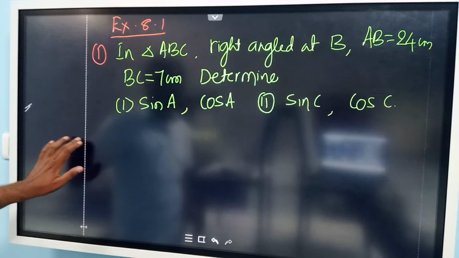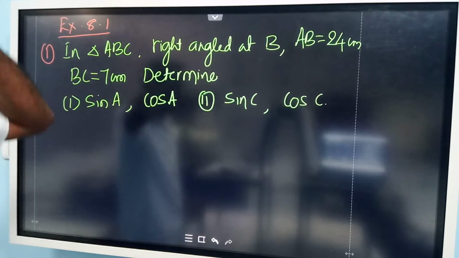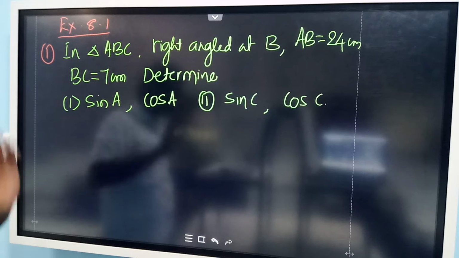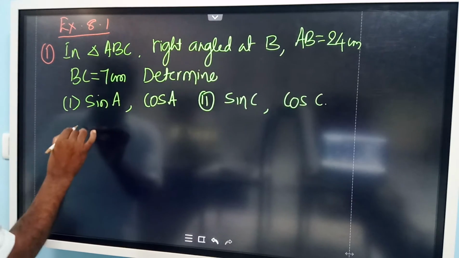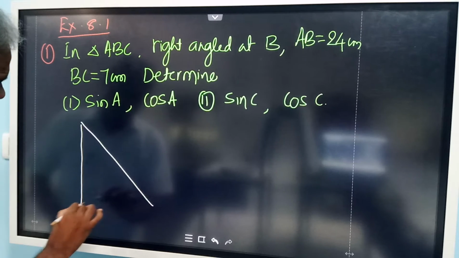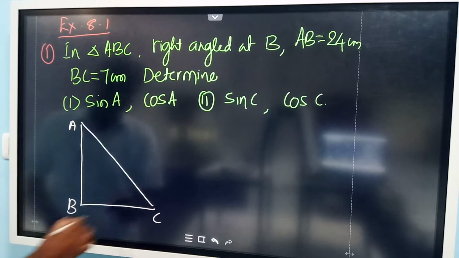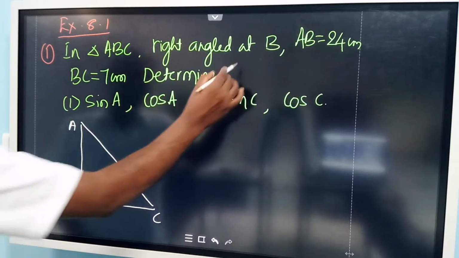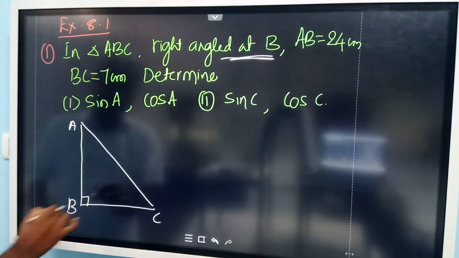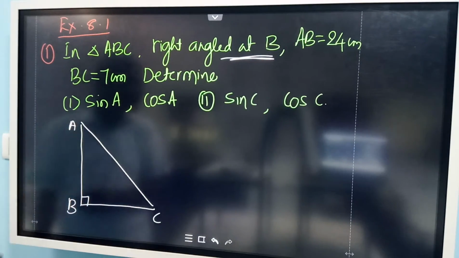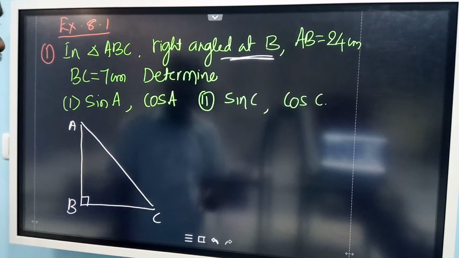The first question in that exercise 8.1. Triangle ABC right angled at B. So you can draw one right angled triangle. Call this ABC, a right angled triangle, right angled at B. We can make this 90 degrees, and the other two angles A and C are acute angles.